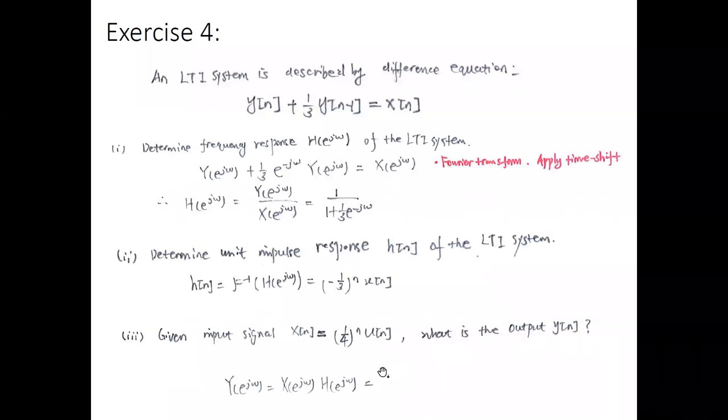And then the next question is, given the input signal, capital X, which is 1/4 to the power n u[n], what is the output y[n]? To calculate the output y[n], we can use the Fourier transform, which is capital X multiplied by capital H. And I leave it to you as an exercise to calculate capital X first and then use this result of capital H in question one to obtain capital Y.